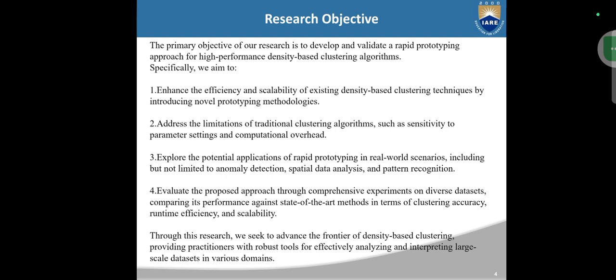Evaluate the proposed approach through comprehensive experiments on diverse datasets, comparing its performance against state of the art methods in terms of clustering accuracy, runtime efficiency, and scalability. Through this research, we seek to advance the field of density based clustering, providing practitioners with robust tools for effectively analyzing and interpreting large scale datasets in various domains.